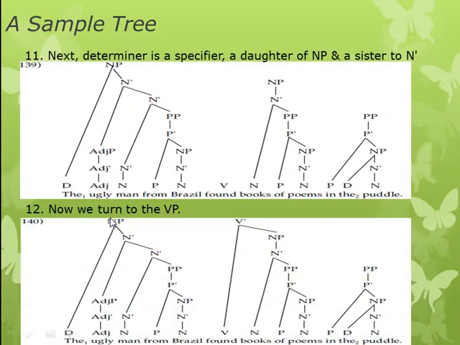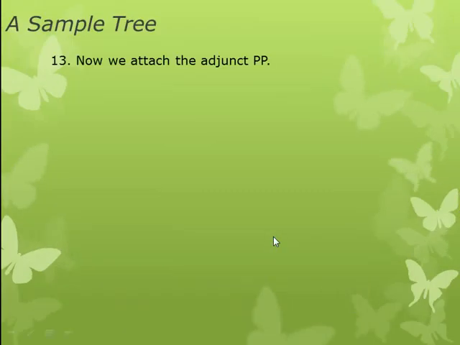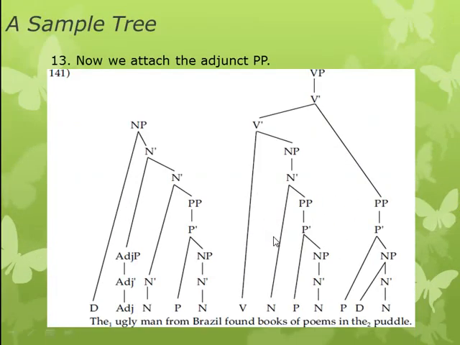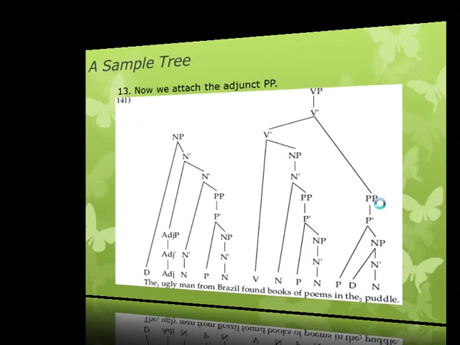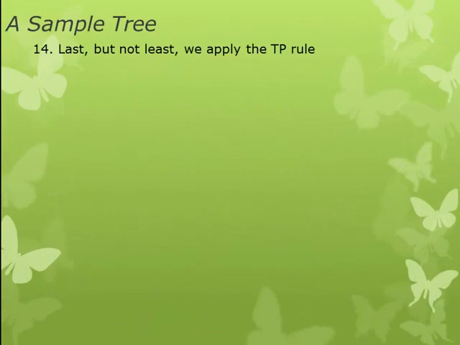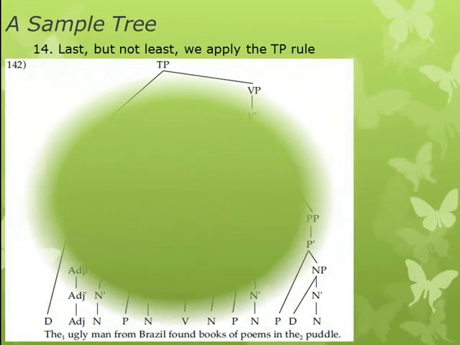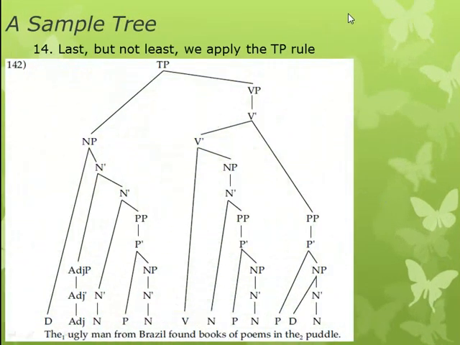verb phrase. Okay, we have verb phrase here, found, and then noun phrase. Then after that attach the adjunct prepositional phrase. Okay, here. Then we close, last but not least, and then we have TP. Okay, the tree is done. So now we have all attached.